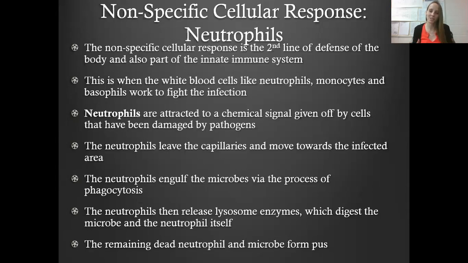And once they get to a pathogen or a microbe, they actually engulf it into their body through a process called phagocytosis, which we talked about in Science 10. And then the neutrophil essentially pops its lysosome, its suicide sac, and those digestive enzymes that are inside the lysosome digest the microbe, also digest the neutrophil itself, and then that dead neutrophil and digested microbe form pus.